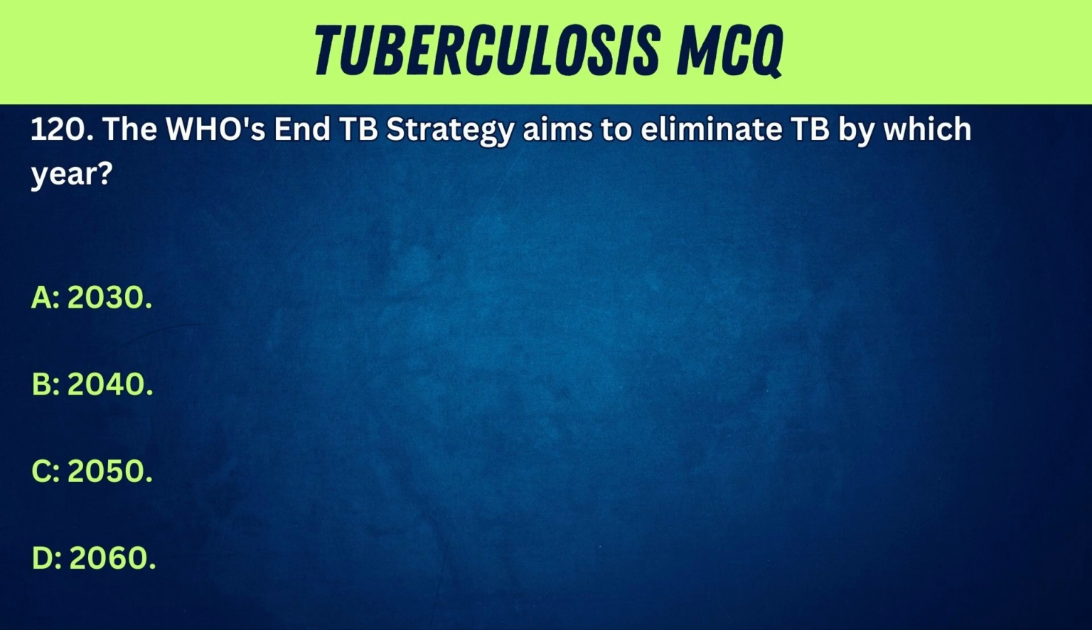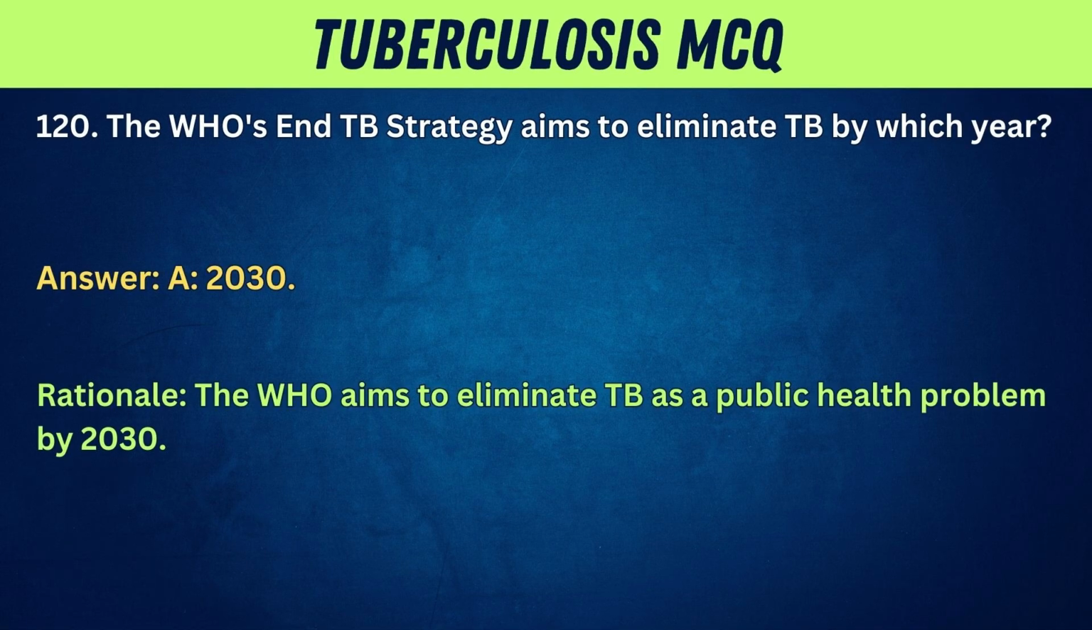120. The WHO's anti-TB strategy aims to eliminate TB by which year? A. 2030. B. 2040. C. 2050. D. 2060. Answer: A. 2030. Rationale: the WHO aims to eliminate TB as a public health problem by 2030.